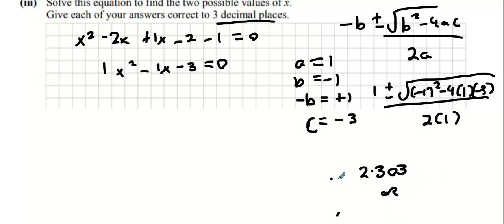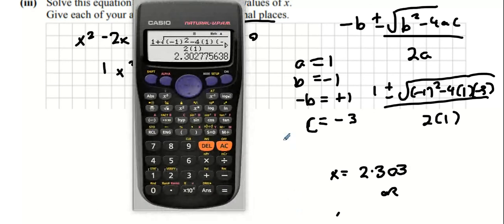Or go back, change it to a minus. Minus 1.303, once again 27 rounds off to 30.